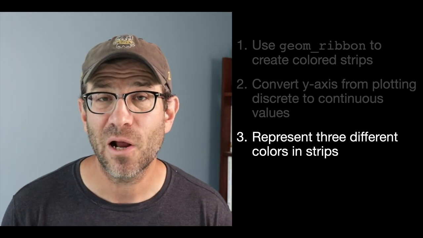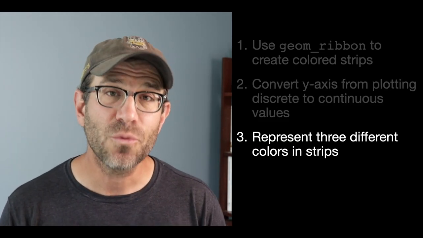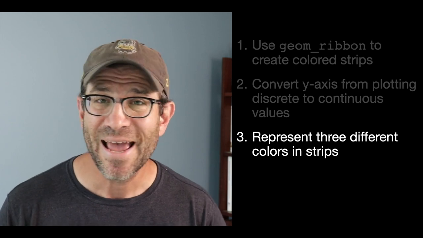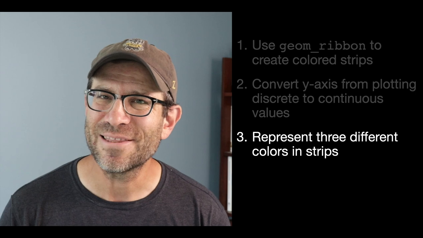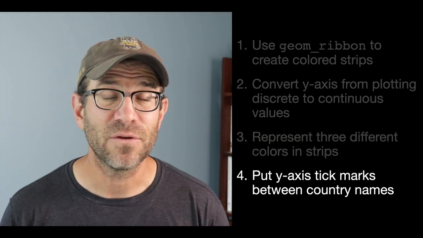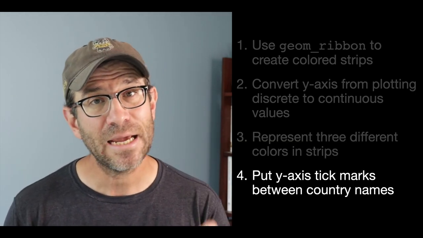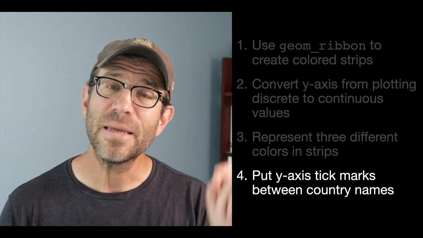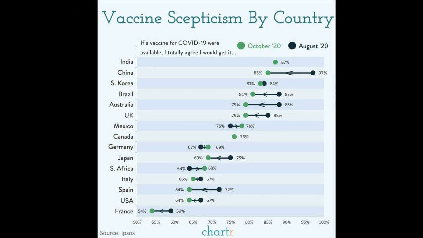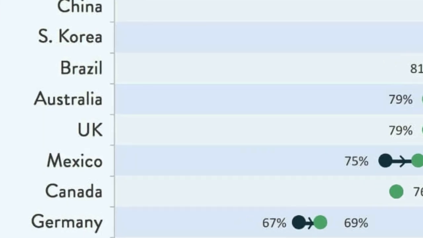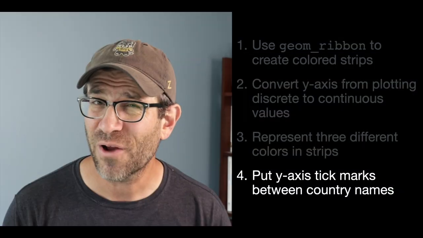The other thing we'll have to figure out how to do is how to include three different colors into our strips. It might seem like there's only two here, but if you've got a keen eye, you might see that there's actually three. The next thing that we'll have to figure out how to do is how to put the tick marks on that y-axis between the different country names. With the Ipsos figure, the tick mark actually goes right into the country name, but in this chartr version, it's actually between those country names. So we'll have to figure out how to do that.